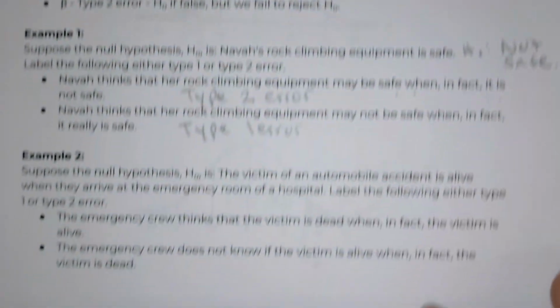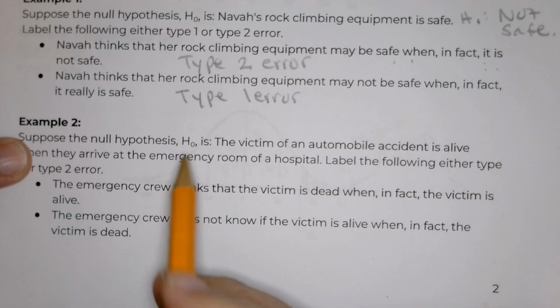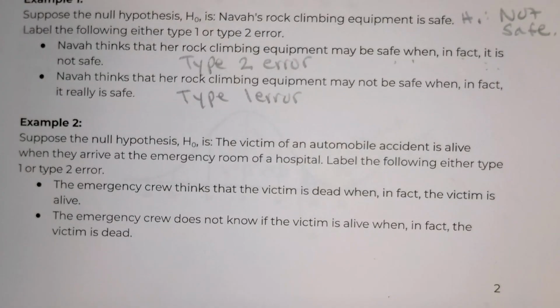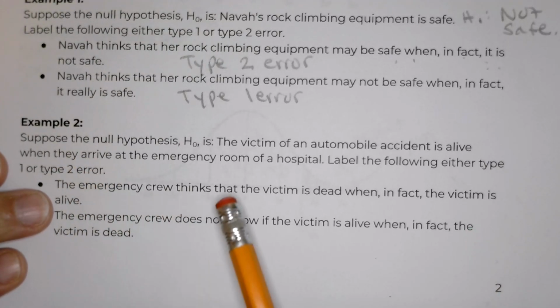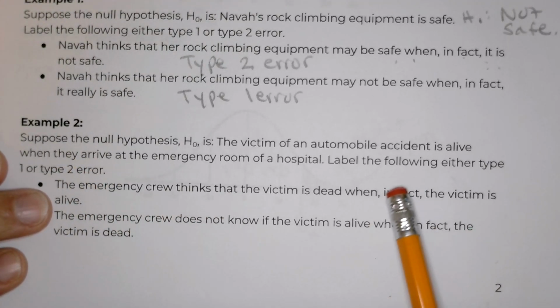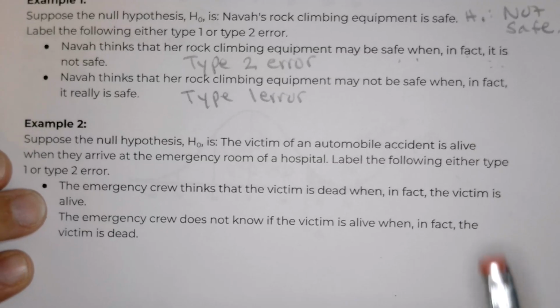Okay, let's get into some more here. Suppose the null hypothesis, H0, is the victim of an automobile accident is alive when they arrive at the emergency room of a hospital. Okay, so the status quo is when a victim of an automobile accident arrives at the hospital, they treat him like he is alive. Label the following either type 1 or type 2 errors. The emergency crew thinks that a victim is dead. In fact, the victim is alive.